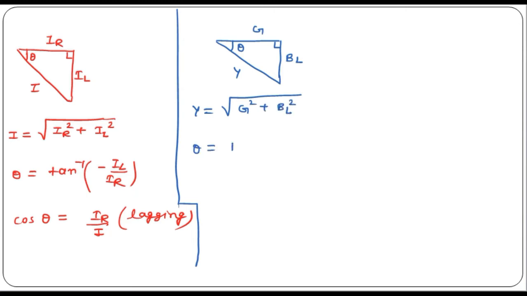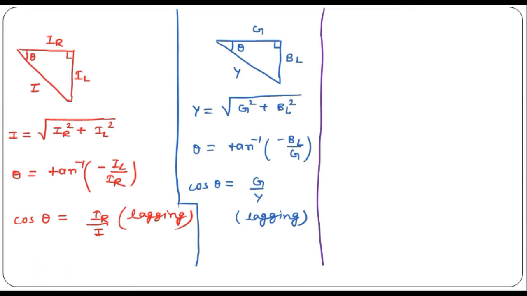So theta is given by tan inverse of minus BL by G, and the power factor, which is cos theta, is given by G by Y, and again because of RL, it is a lagging power factor. Okay, now let us draw the power triangle.